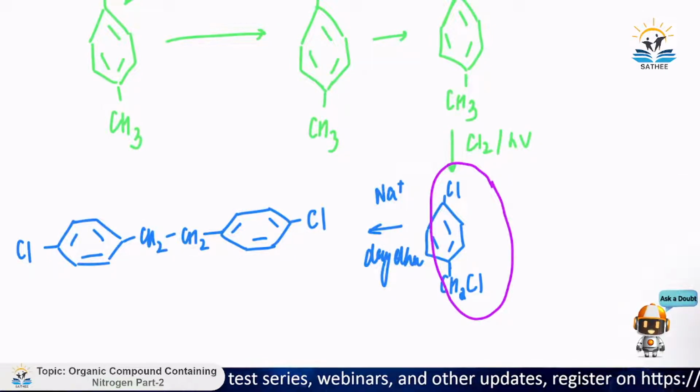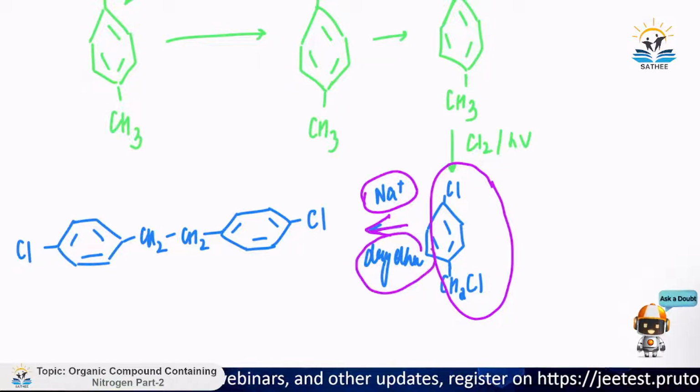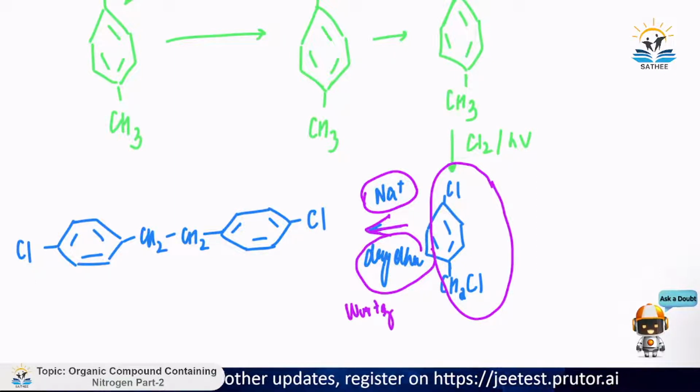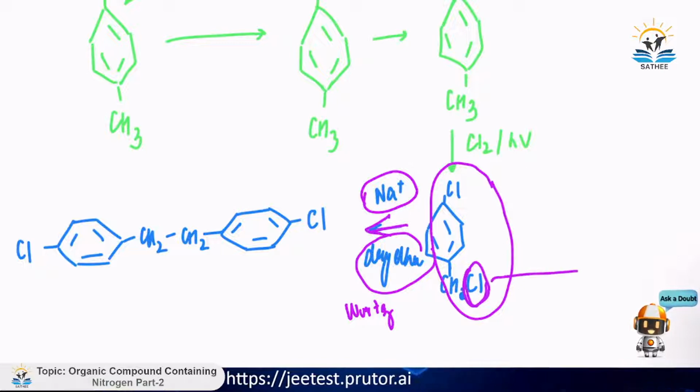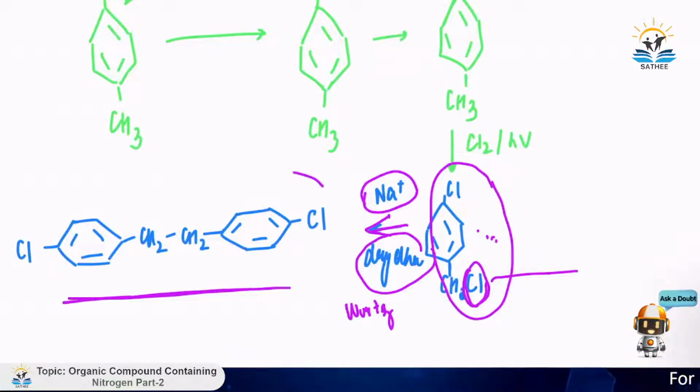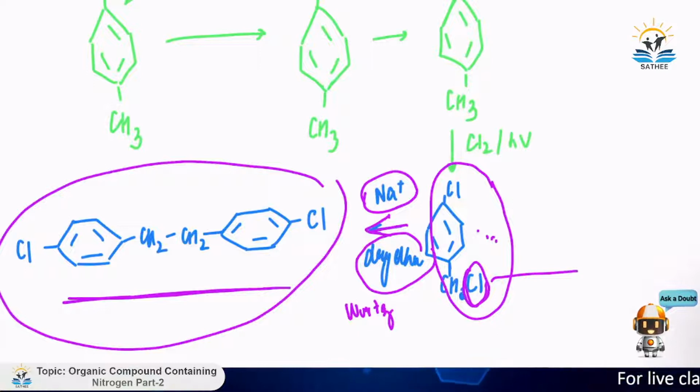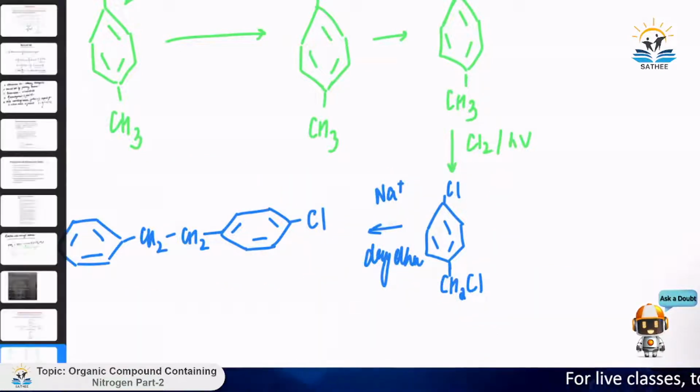Till here we reached. Now finally we react it with Na in the presence of dry ether. This is Wurtz reaction. We have read it in alkanes. So this is Wurtz reaction, and here we know this thing will move out from both, and two molecules of this will react to form this dimer. So if we see the options, then which is correct?